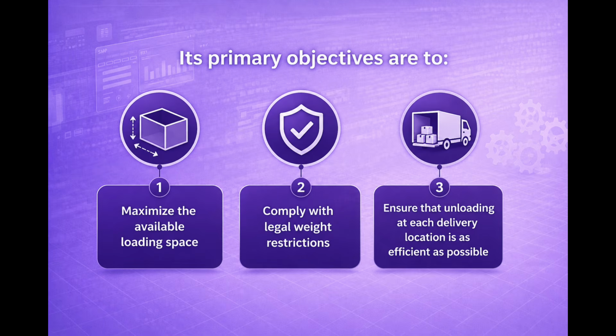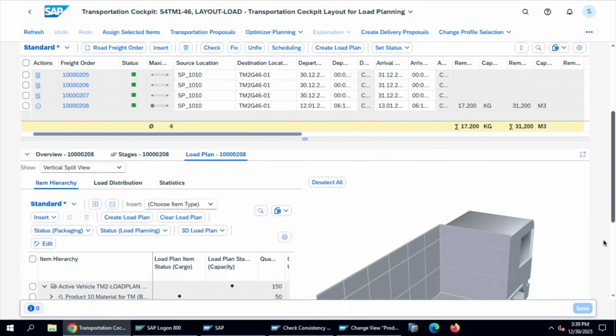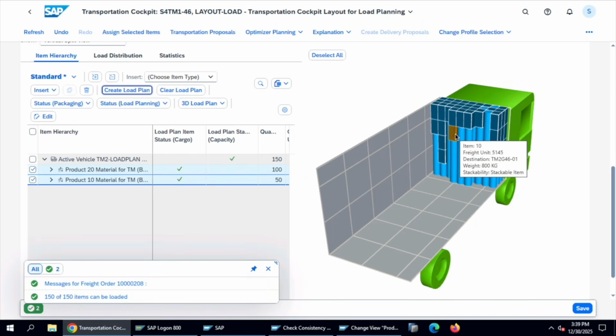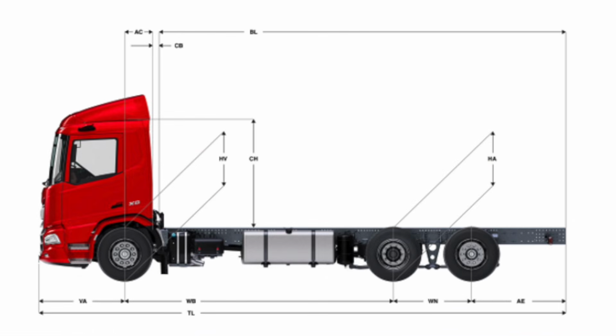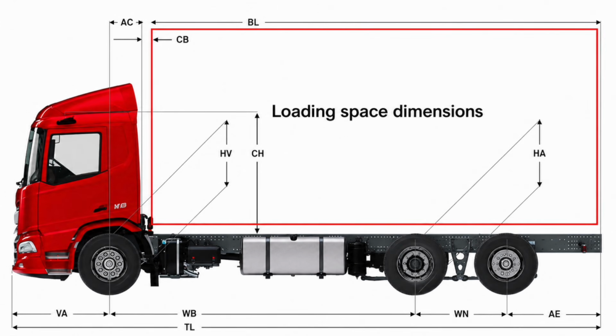So, how does load planning work in SAP TM? The planning process is performed at the transportation document level. During this process, SAP TM calculates an estimated loading plan based on the available loading space of the assigned vehicle. To perform this calculation, the system relies on the vehicle master data, including the maximum weight allowed per axle group, the maximum vehicle weight, and the loading space dimensions.